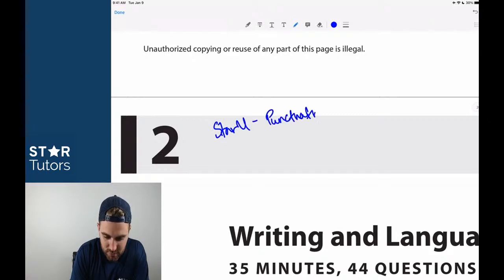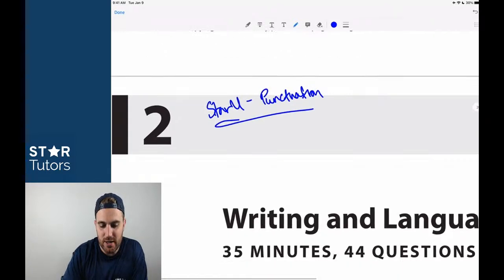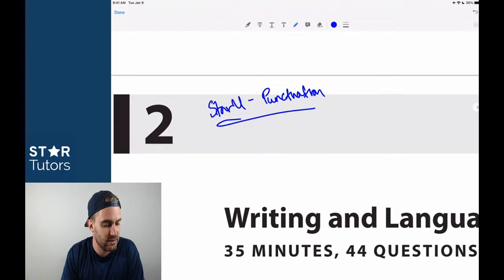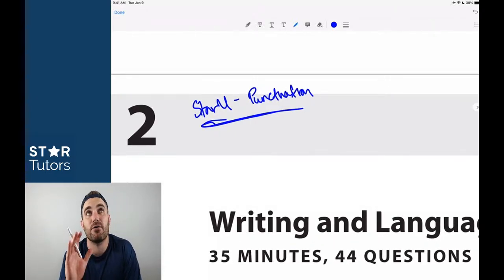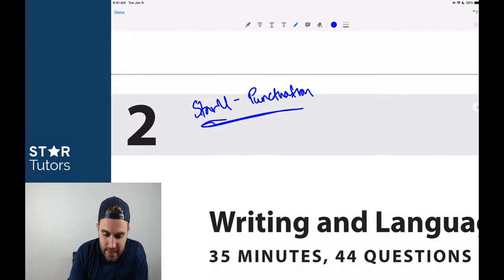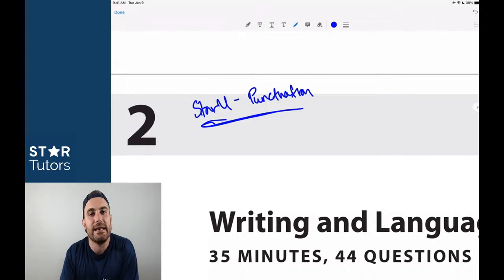If you don't download the app, or unfortunately, it sounds like some of you are still unavailable to download it, and we're going to keep looking into that. But if you look at the punctuation section, these are the only 5 punctuation marks that are tested on the SAT. I'll list these not in order.